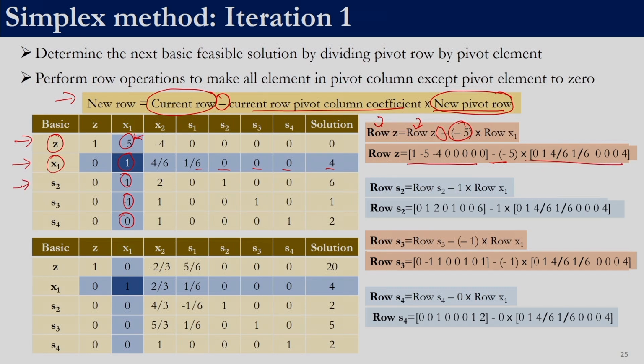Similarly, we can calculate the new row S2. The new row S2 is the old row S2 minus the corresponding pivot column coefficient, which is 1 in this case, multiplied by the row of x1. That is how we get row S2. Similarly, you can find the row corresponding to basic variable S3 and the row corresponding to basic variable S4. So, the table which we had before the row operation will get transformed into this table. Except for the pivot element 1, all the rest of the elements in the column are 0. This completes the first iteration of the simplex method.